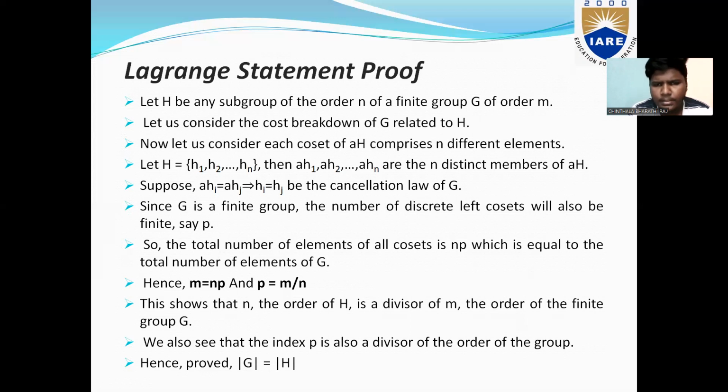Since G is a finite group, the number of distinct left cosets will also be finite, say p. So the total number of elements of all cosets is np, which is equal to the total number of elements in G. Therefore, m equal to np and p equal to m by n. This shows that the order of H is a divisor of m, the order of the finite group G. We also see that the index p is also a divisor of the order of the group. Hence proved, that is |G| is divisible by |H|.